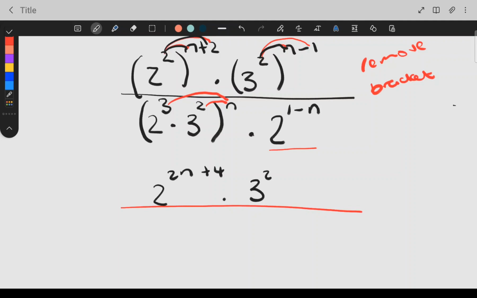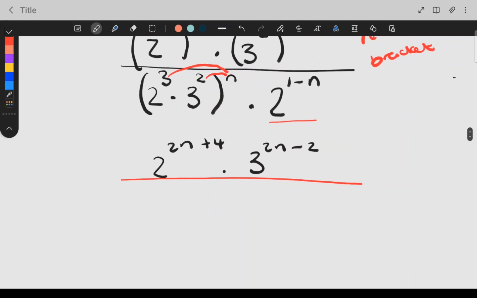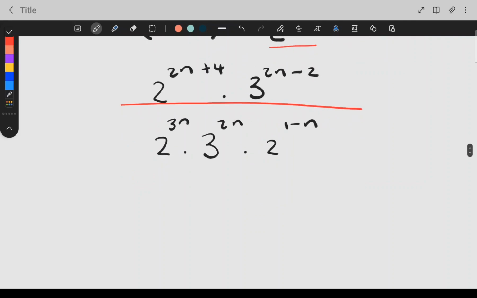2 times n is 2n. 2 times negative 1 is negative 2. Okay? 2 stays 2, 3 stays 3. 3 times n is 3n. 2 times n is 2n. And this one stays the same. Okay, you've removed the brackets.